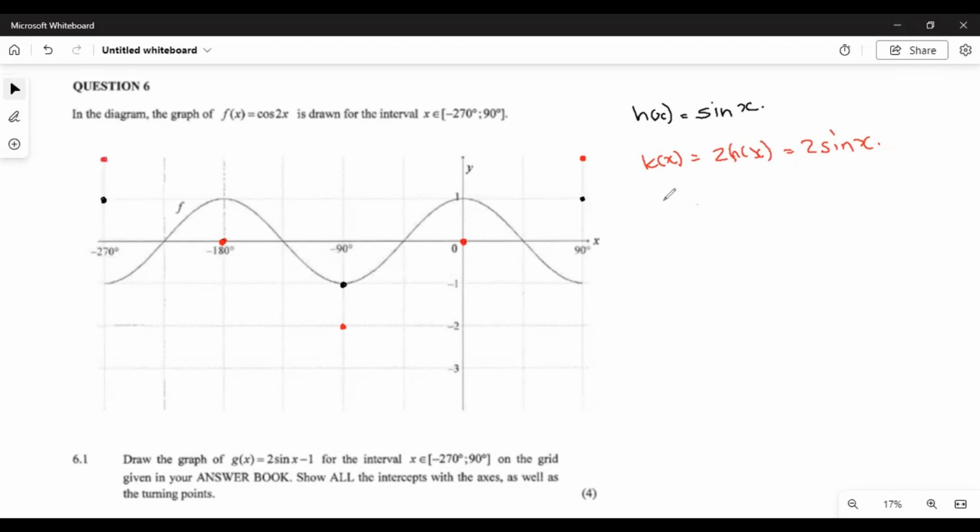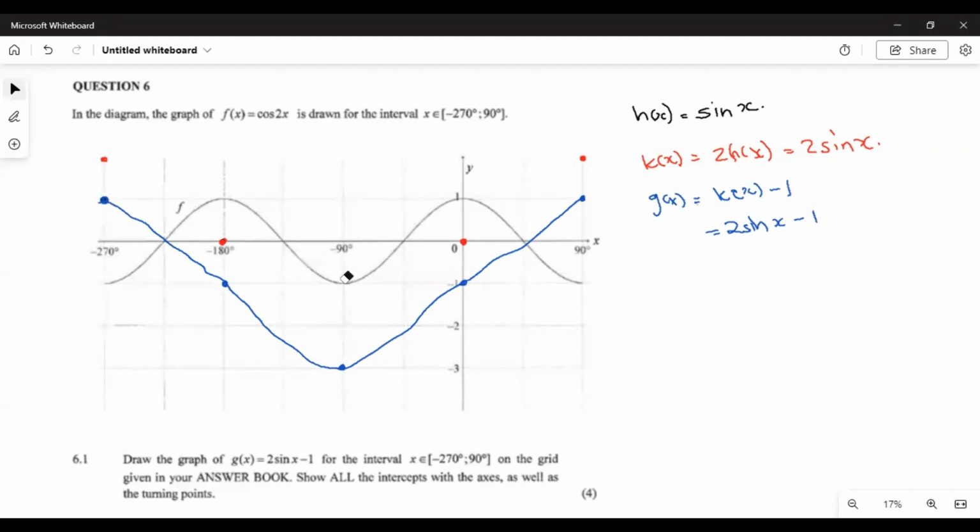Then we get to our g(x), which is equal to k(x) - 1, so we'll have 2 sin x - 1. What we will do to those points is move them 1 point lower. So what used to be 2 will then become 1. What used to be 0 will become -1. What used to be -2 will become -3. What used to be a 0 will become a -1. And what used to be a positive 2 will become a positive 1. So again, we can connect the dots for our function, and this is what our function is going to look like.